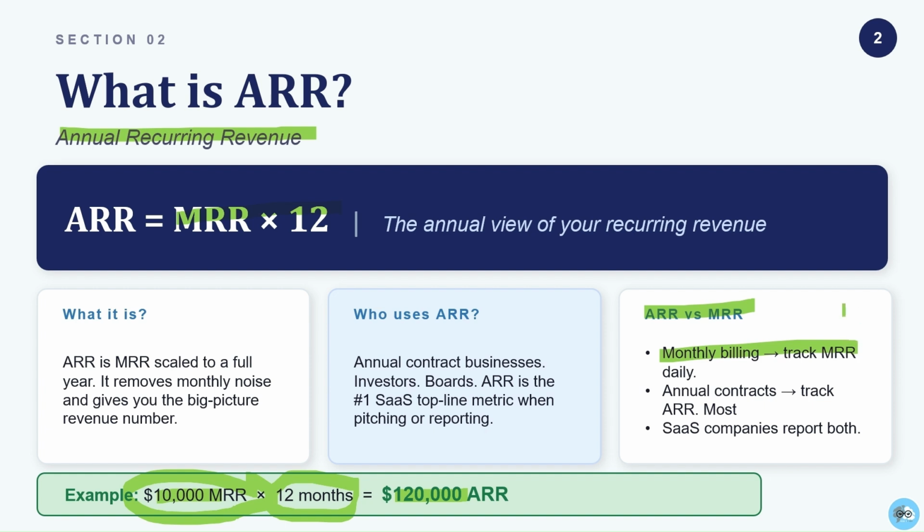In case we have to analyze annual contracts, we will track ARR. Why? If customers sign annual contracts, monthly revenue does not tell the complete story. Instead, ARR shows the annual value of active contracts, making it easier to understand the company's recurring revenue here. So, most SaaS companies report both. MRR helps monitor short-term monthly performance, and ARR helps measure long-term recurring growth and is preferred by investors.